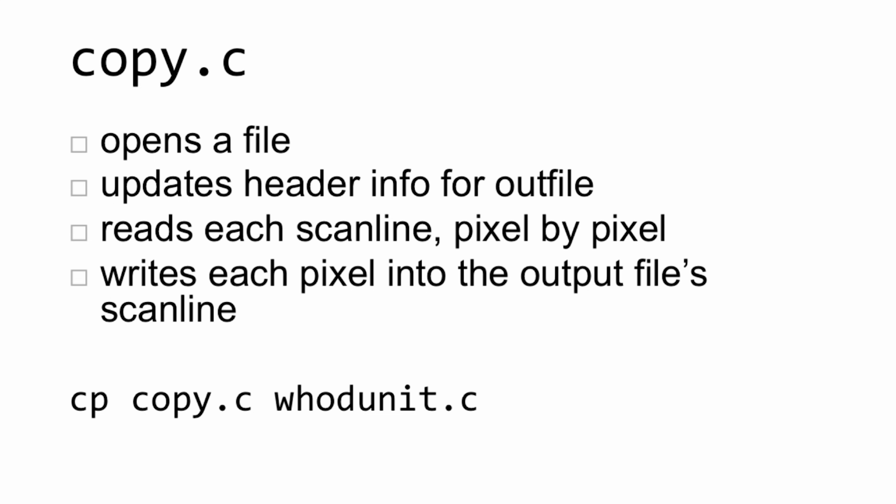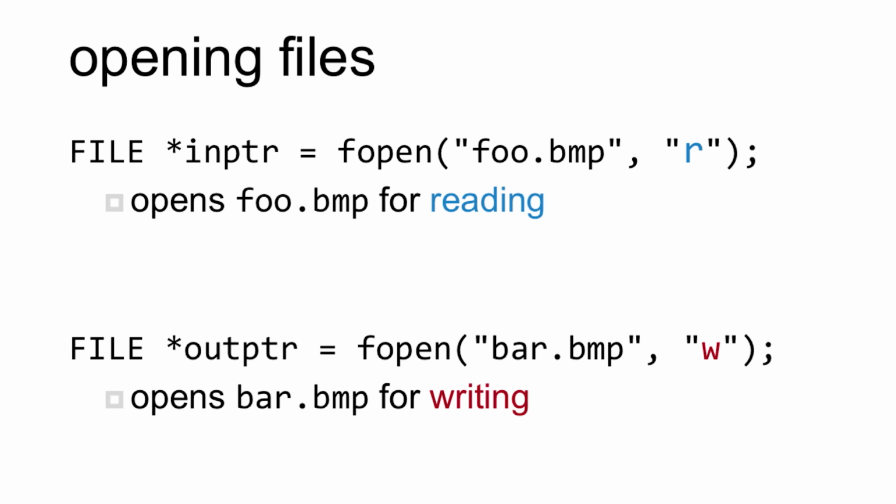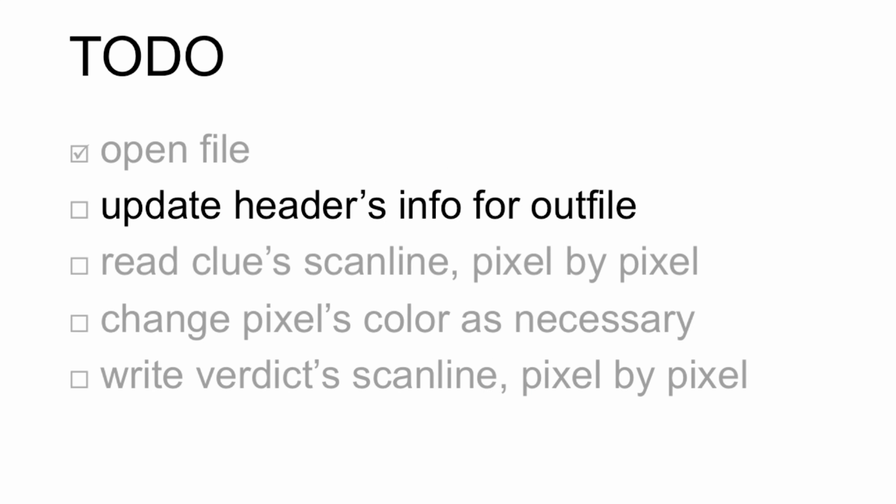So let's start by copying copy.c into our whodunit.c file, making sure that we understand what each line does. The first thing that we have to do is to open the in file and open and create the out file. Copy.c does this using file I/O, creating a file pointer for either reading for the in file or writing for the out file. The next thing to do is to update the headers info for the out file.